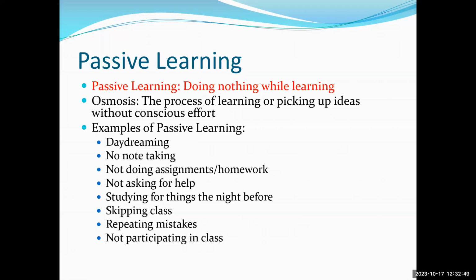So some of the examples here of passive learning look like this. Daydreaming happens all the time. I was a victim of daydreaming quite often, so I understand. So the point being is stay on task. These types of learners do not take any notes in class or after class. They do not turn in assignments. They do not ask for help. They cram the night before. They often skip class. They repeat the same mistakes. I've seen it many, many times on exams, on assignments there, and they just sit there and do not participate in class. So you have to ask yourself, do I exhibit some of these?